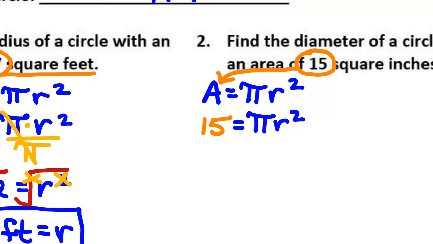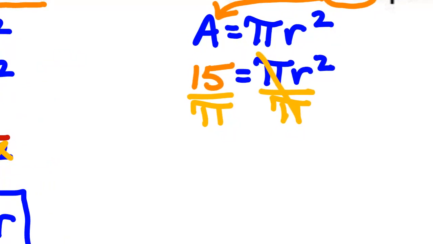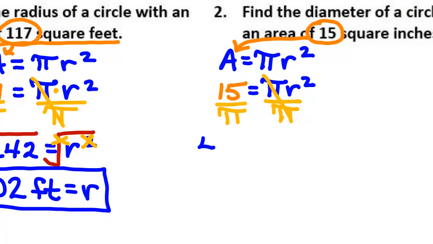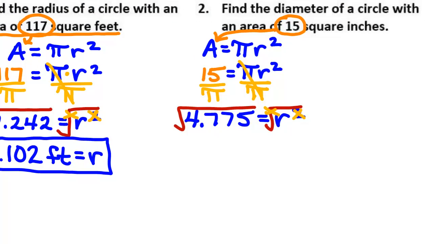And then what do I do? Divide by pi. On both sides, we're going to divide by pi so that we can make it cancel out over on the right. 15 divided by pi gives us what? 4.775 is equal to r squared. Now what? Square root. If you do it to one side, you've got to do it to the other side. We're doing this to get rid of the squared on r. Squared and square root cancel out over on the right. What is the square root of 4.775?